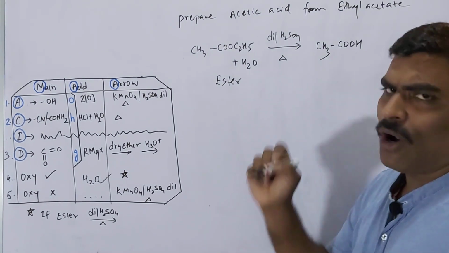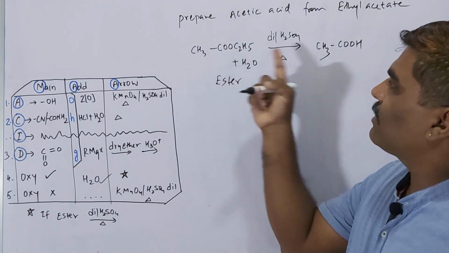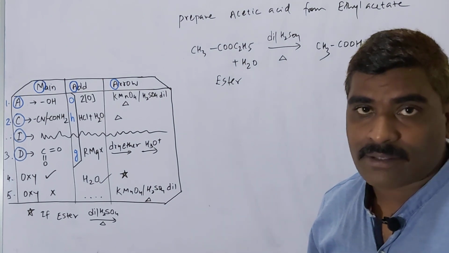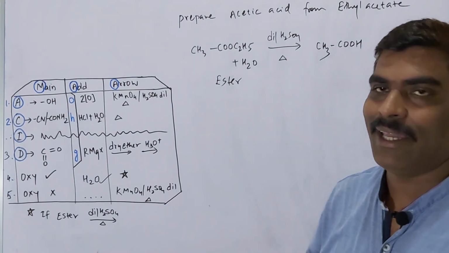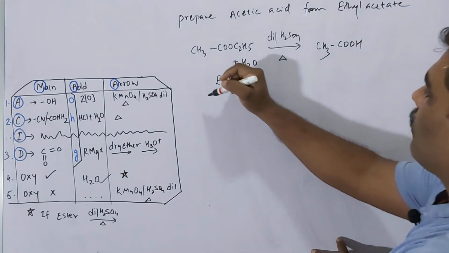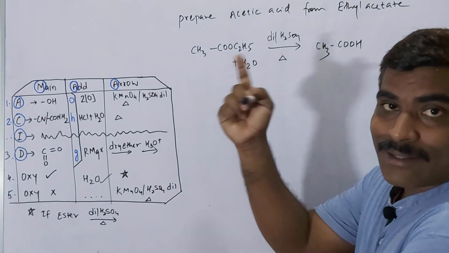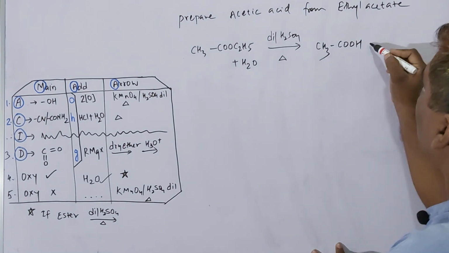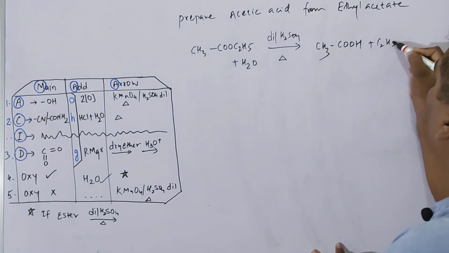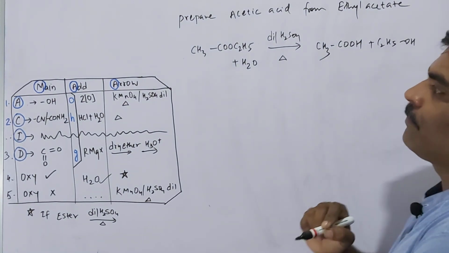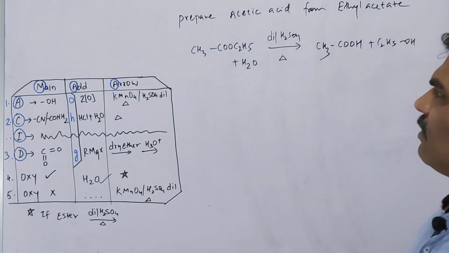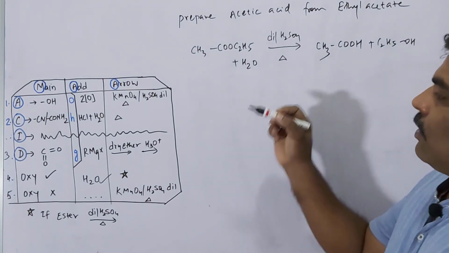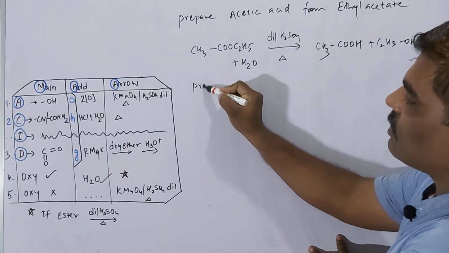Actually we don't add water. This ester is heated with dilute sulfuric acid, and that dilute sulfuric acid itself contains water. Now if you try to find out what is extra on the left-hand side, you will get C2H5OH. This is done. This question is over.